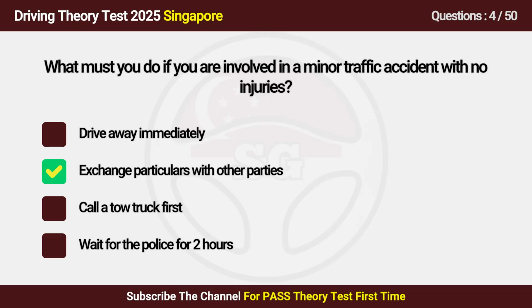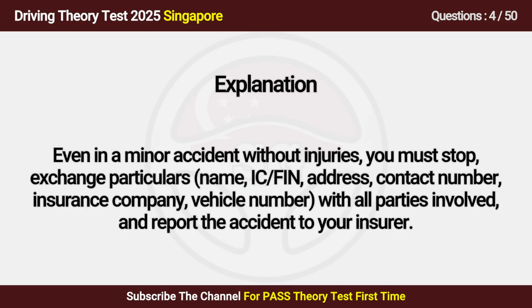Answer is B. Exchange particulars with other parties. Even in a minor accident without injuries, you must stop, exchange particulars (name, address, contact number, insurance company, vehicle number) with all parties involved, and report the accident to your insurer.